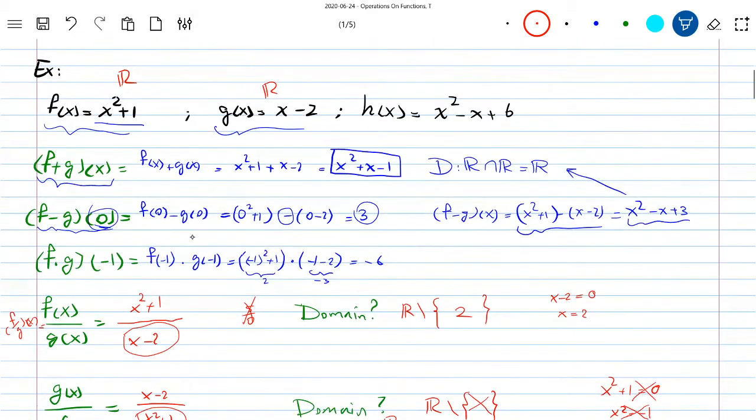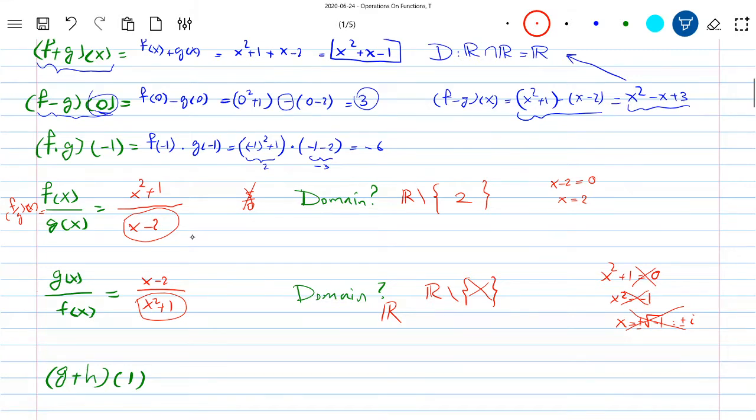Here there was another function. I had the function h as well. What if they ask you to calculate g plus h of 1? Think about it. It means g of 1 plus h of 1. I just wanted to show you that it's not always using f as a function. You can use g, h, k, whatever.